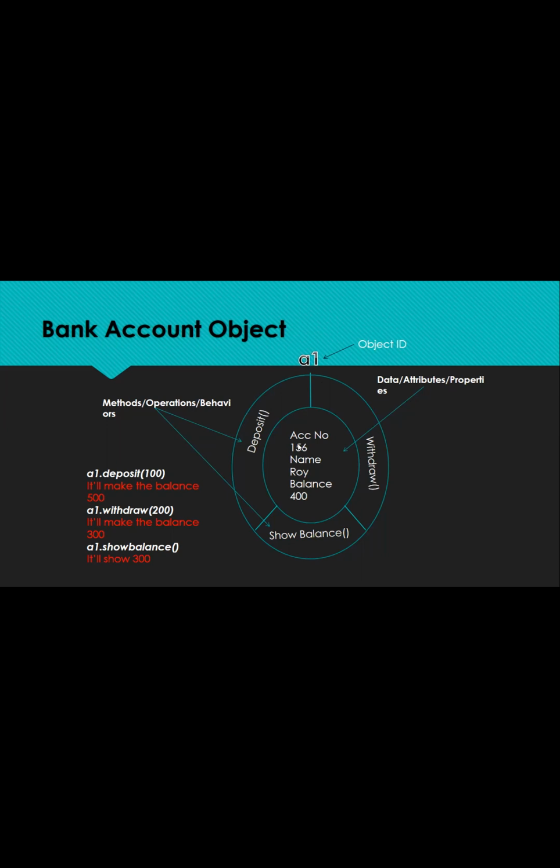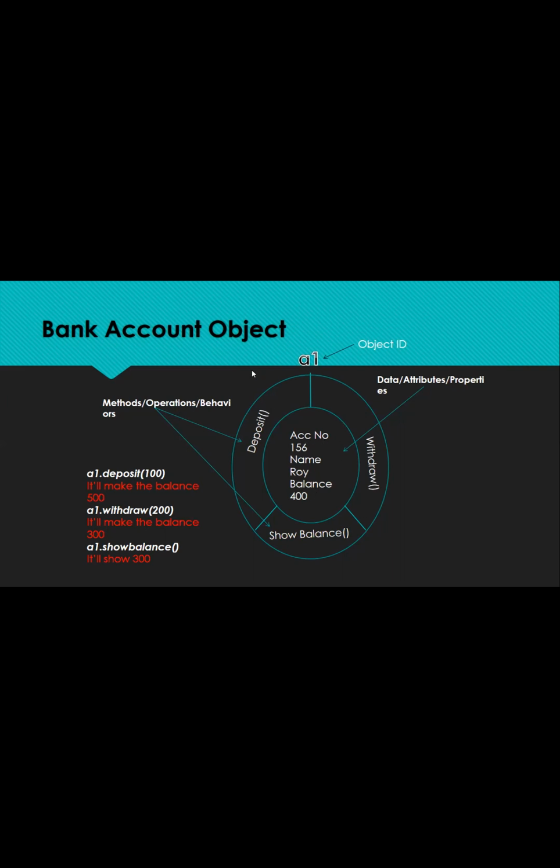And in this object, we have data, or else we can call it attributes or properties. So access number, that is the data. Then the number has been given, name has been given as Roy, balance has been given as 400. So all these are values, or else we can call them attributes, or else variables. So these are the data, attributes or properties of the object A1.